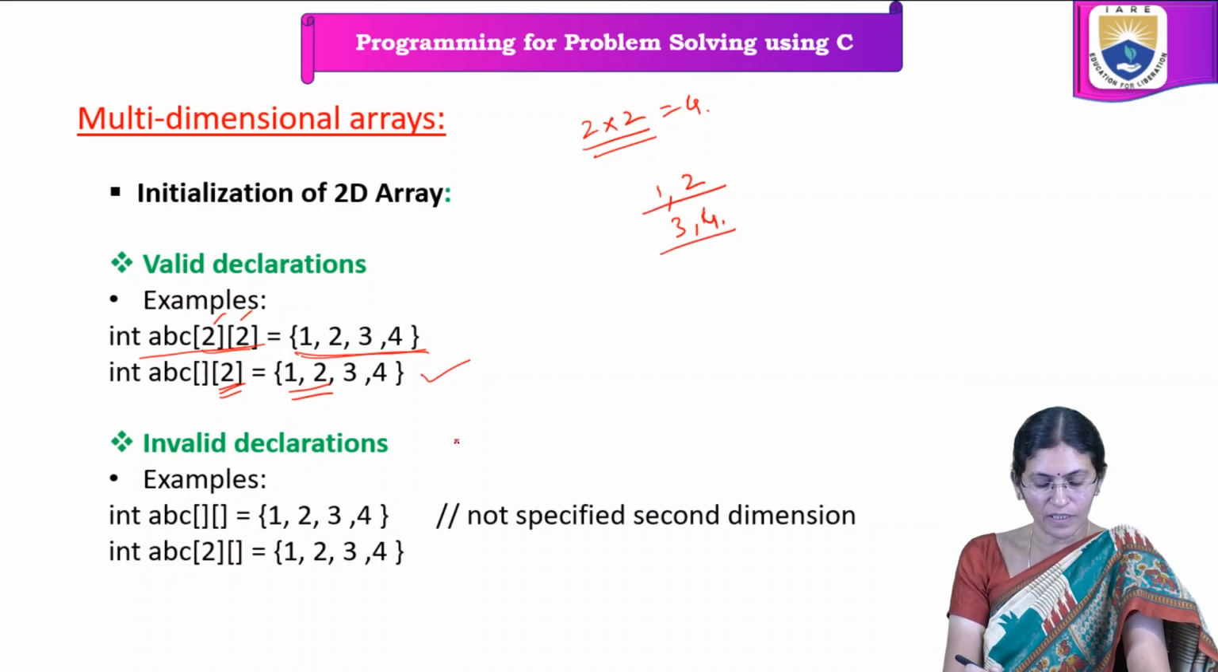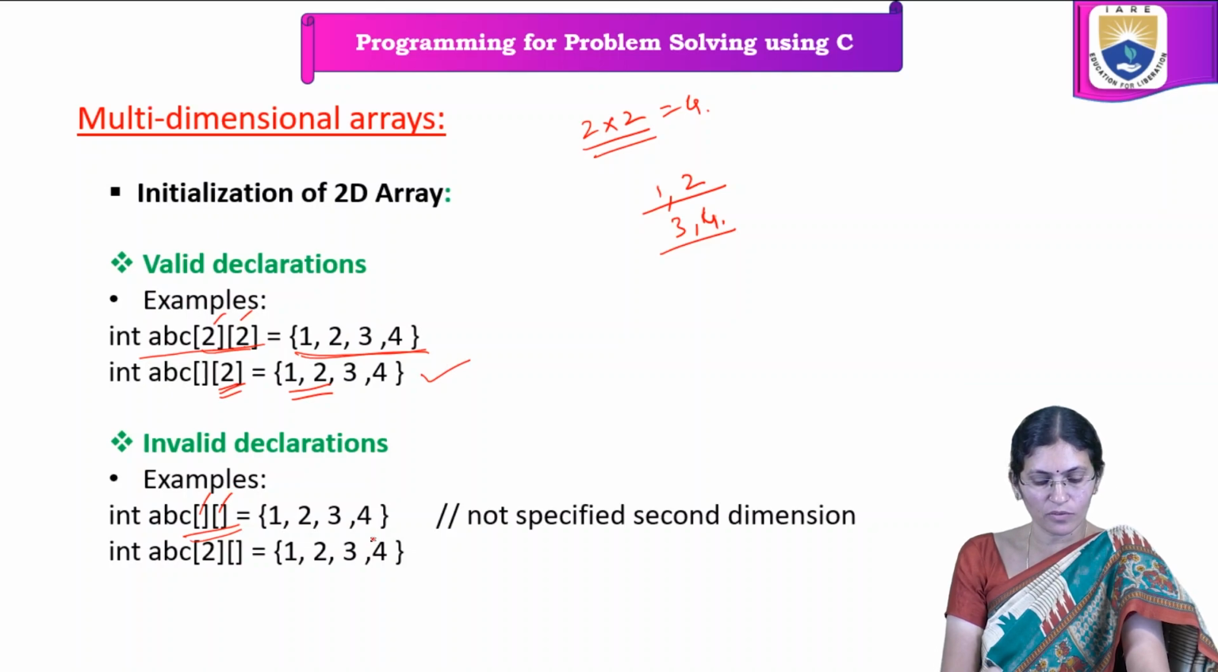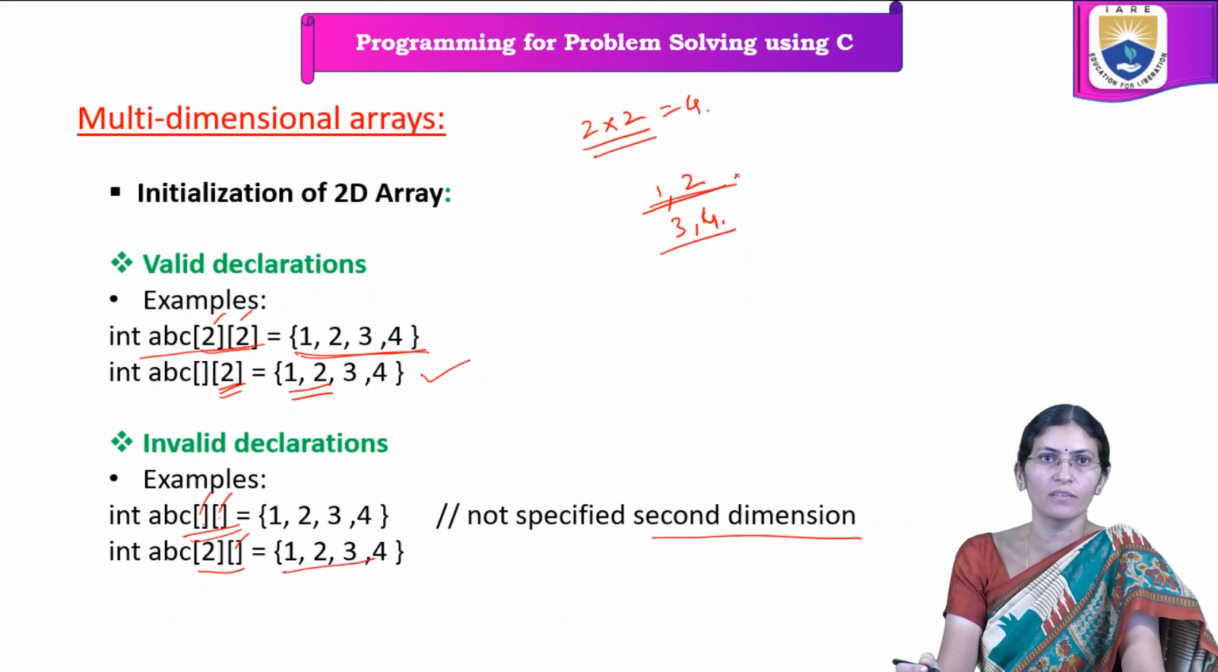Now these are some invalid declarations, where you are not specifying any of the subscripts. So these are invalid declarations. Here the second dimension is not specified, so this is also an invalid declaration. Why? Because the second dimension is not specified. We don't know exactly how many elements there are in the columns.